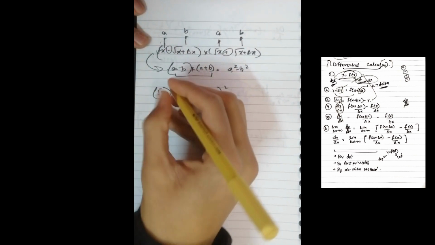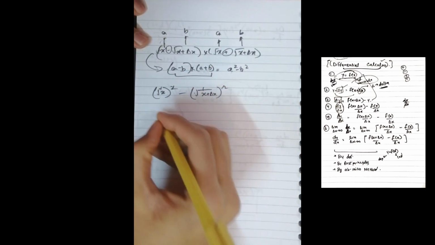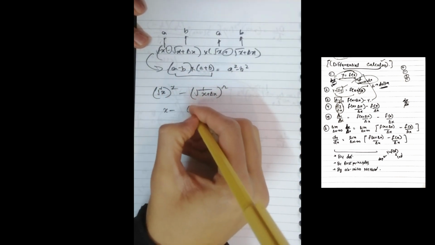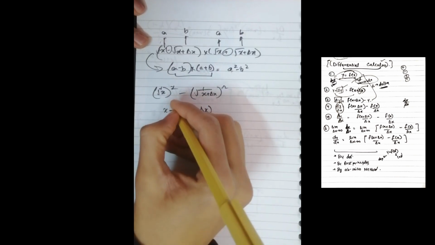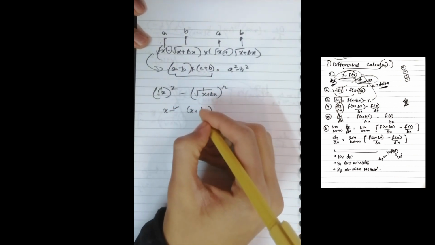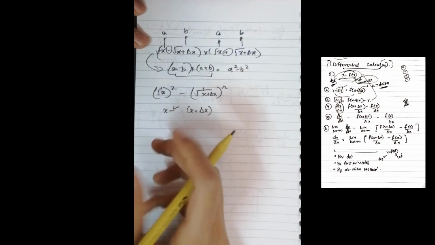So what would happen is that we are going to cancel the squares by the squares, and we get x minus x plus delta x. And remember, whenever there is a negative sign, you have to use the bracket so that it does not mess up with the thing which is present inside the bracket.